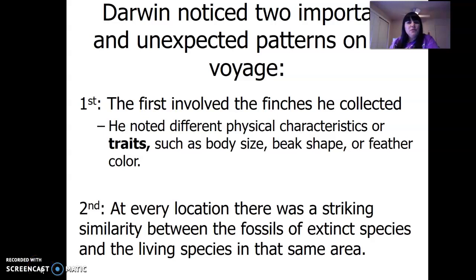All right, let's continue talking about Darwin. So, what did he notice? It says two important unexpected patterns. The first involved the finches.